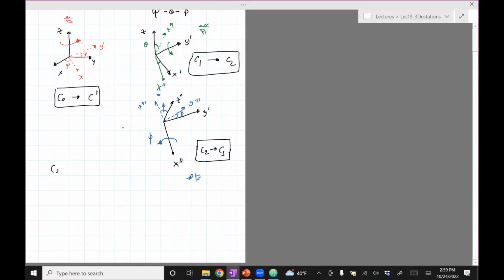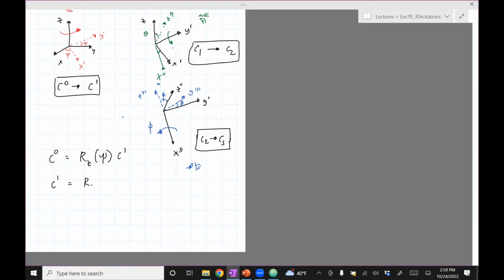So between C0 and C1, you see C0 is RZ of psi times C1, then C1 is RY of theta times C2, C2 is RX of phi times C3.